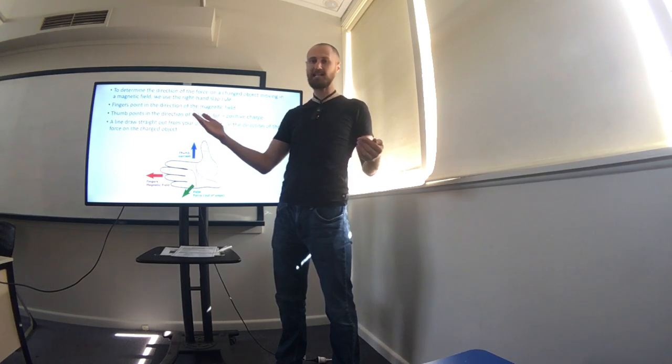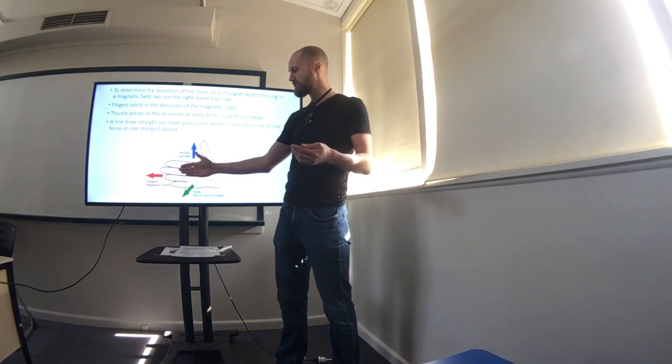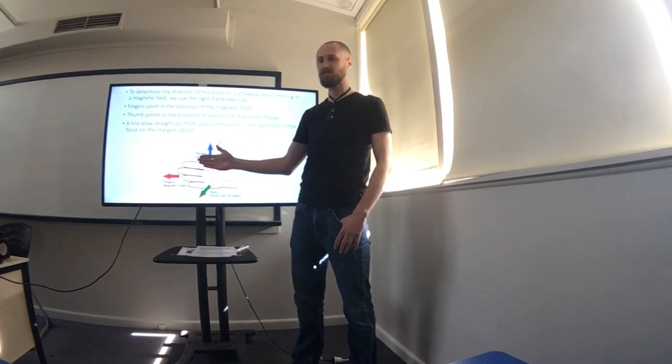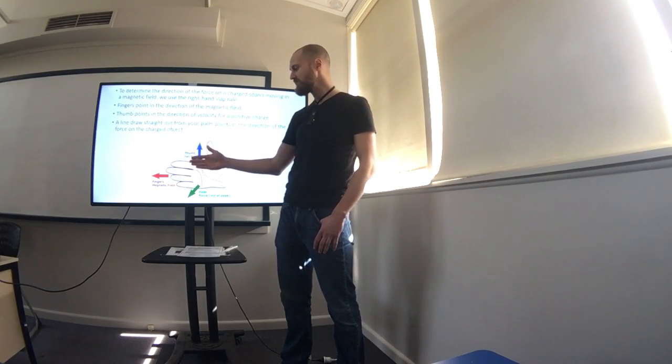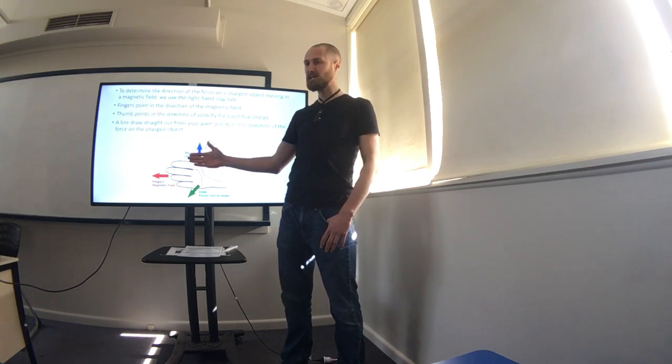If we had an electron rather than a proton, a negative charge rather than a positive charge, the magnetic field lines would still be moving in the same direction. If the electron was moving in the same direction as the proton was moving, then my thumb would be in the same direction. But now that I've got a negative charge rather than a positive charge, the direction of my force is going to be reversed.